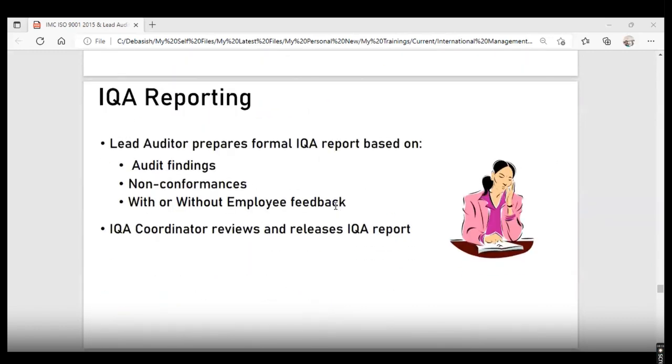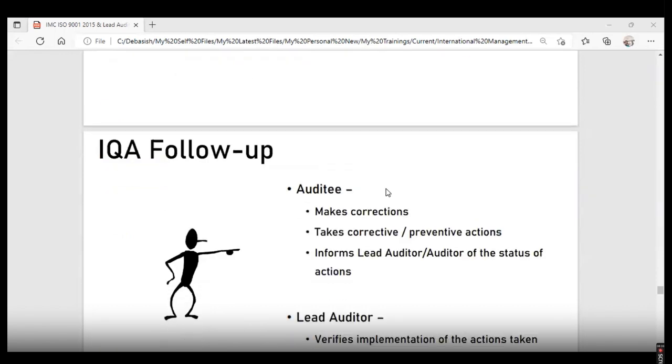IQA reporting. The lead auditor ideally prepares the formal IQA report for an organization based on the IQA audit findings and the non-conformances, with or without the employee feedback. Ideally, I expect that we always try to have the auditee or the employee feedback. The IQA coordinator reviews and ultimately releases the IQA report.